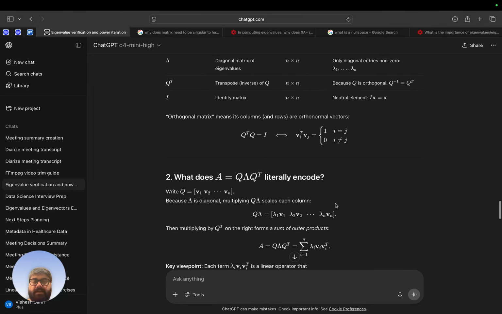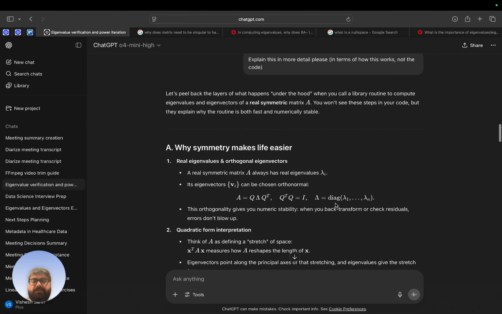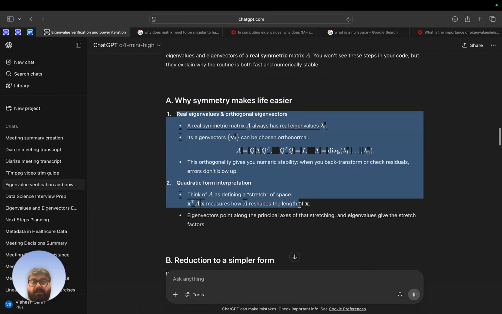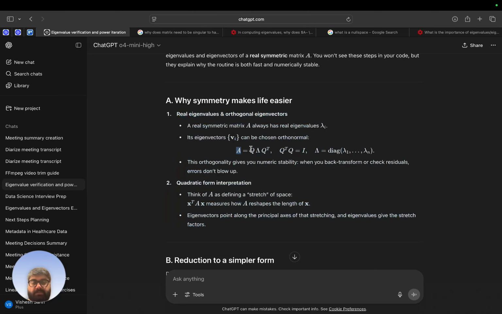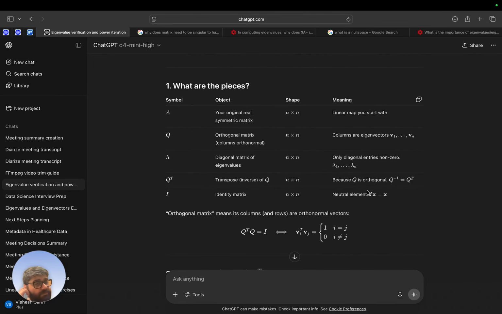So then after that, we dived into how these eigenvectors are made. I got hit with this equation and got confused because I didn't quite understand it, and so I followed up on that. The equation has these components. A, as we already discussed, is the symmetric matrix. Q is the orthogonal, or orthonormal, matrix where the columns are eigenvectors.